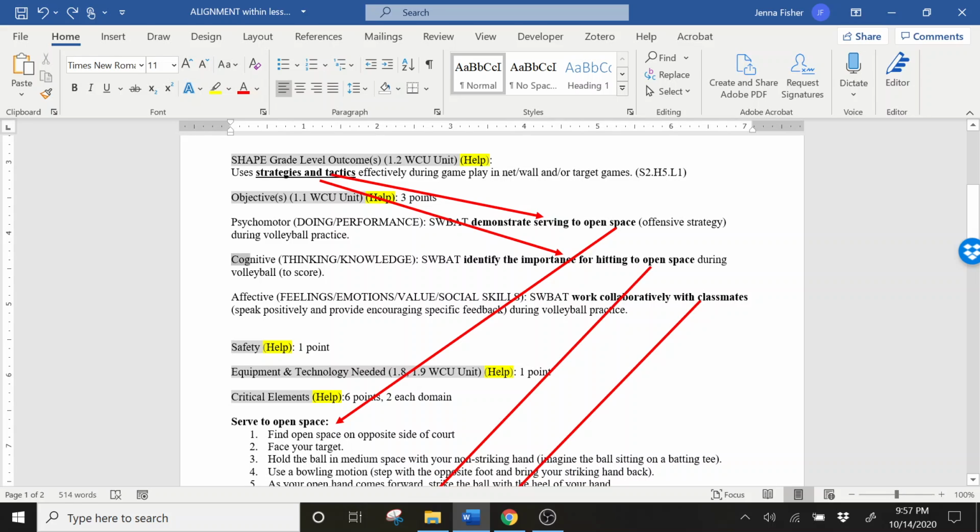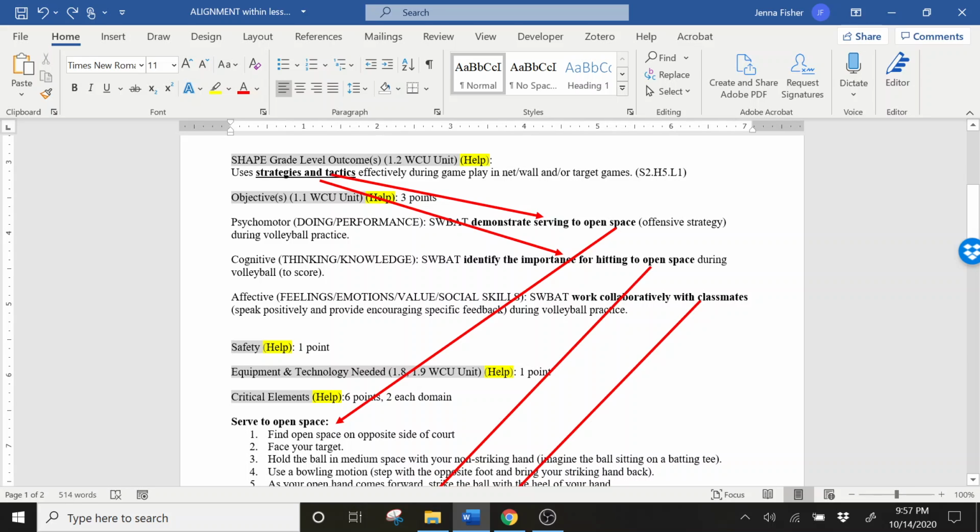So my cognitive objective is always going to be measuring someone's thinking or their knowledge of something. So you should never be able to see somebody physically doing something if it's a cognitive objective. Cognitive is all up in your brain. You can't see what somebody's thinking or what somebody knows because it's in their brain.